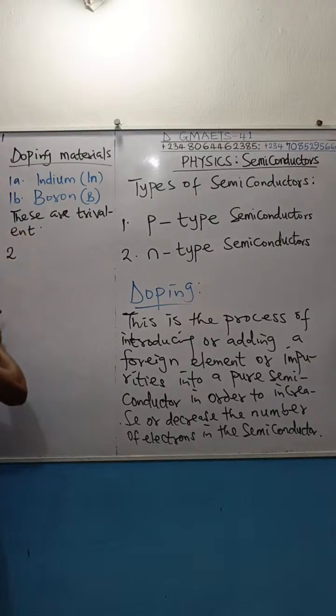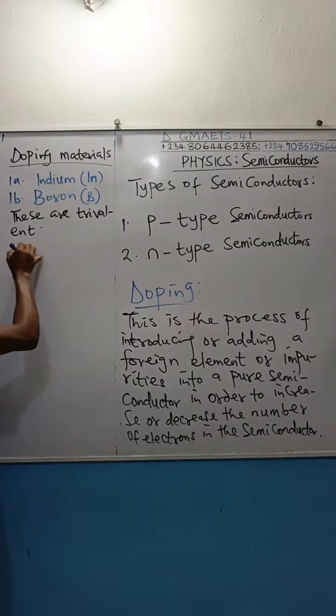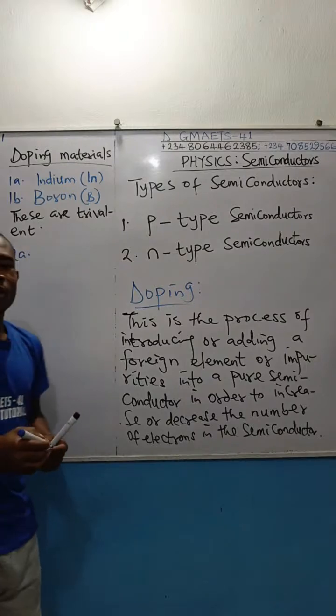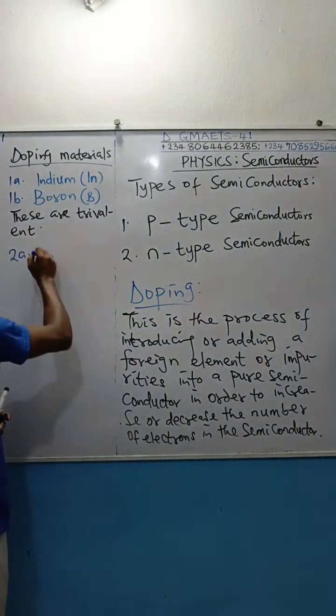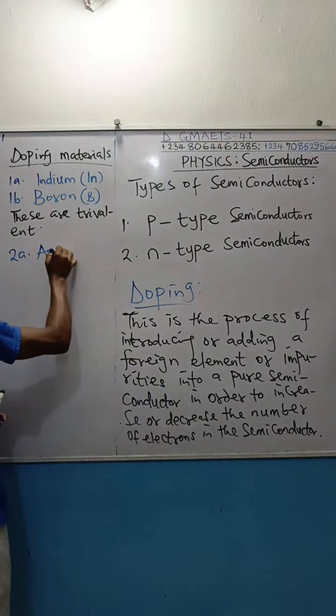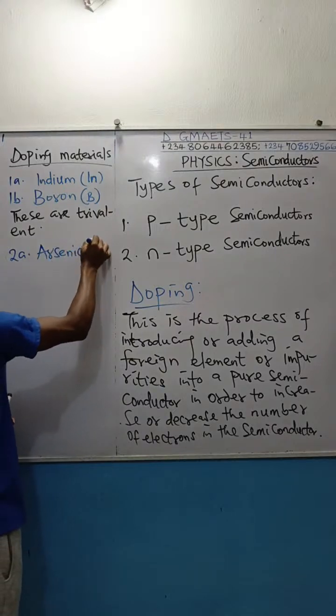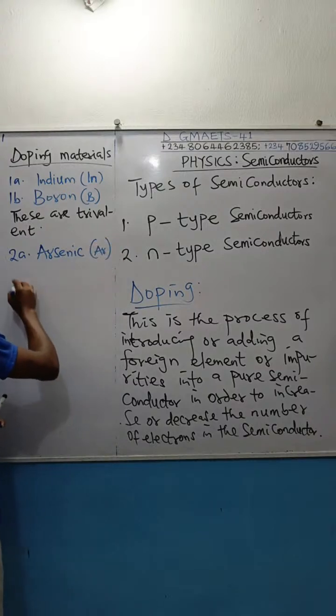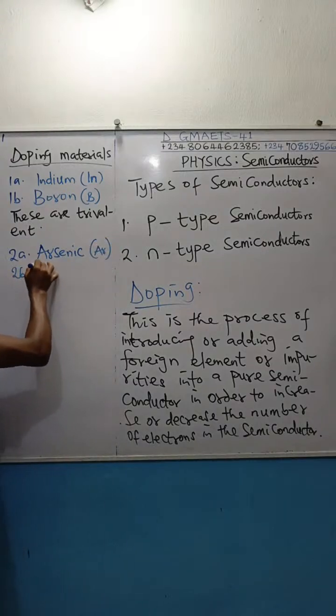Now this will take us to 2. Doping materials. 2A, we have arsenic, As. And we have 2B, antimony.